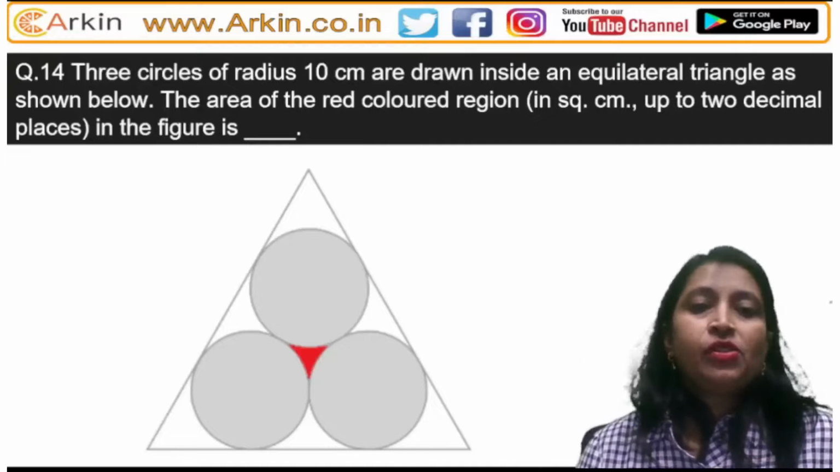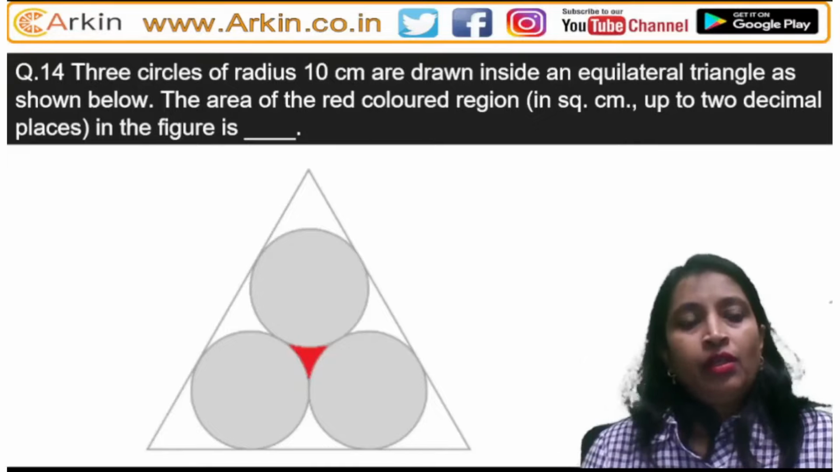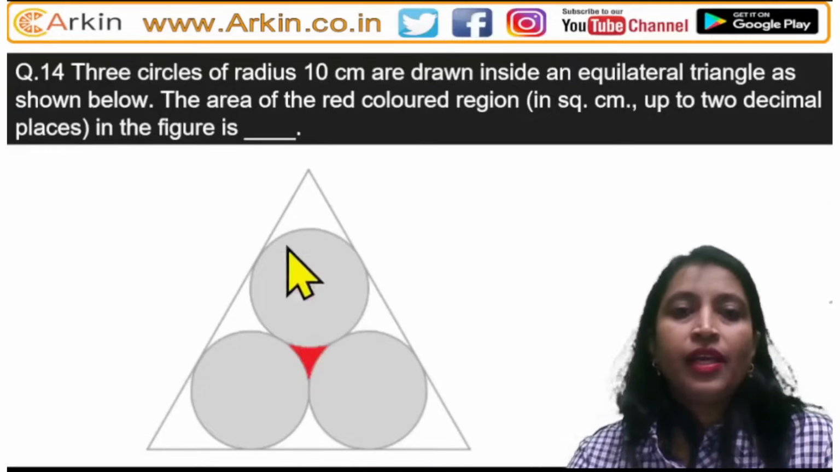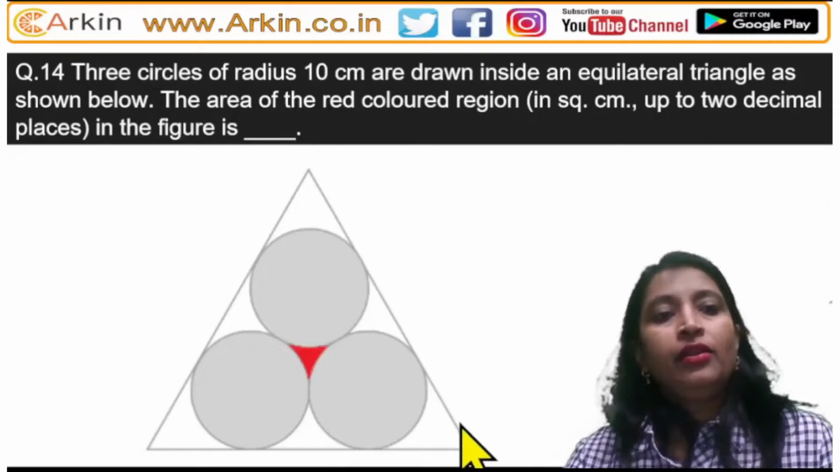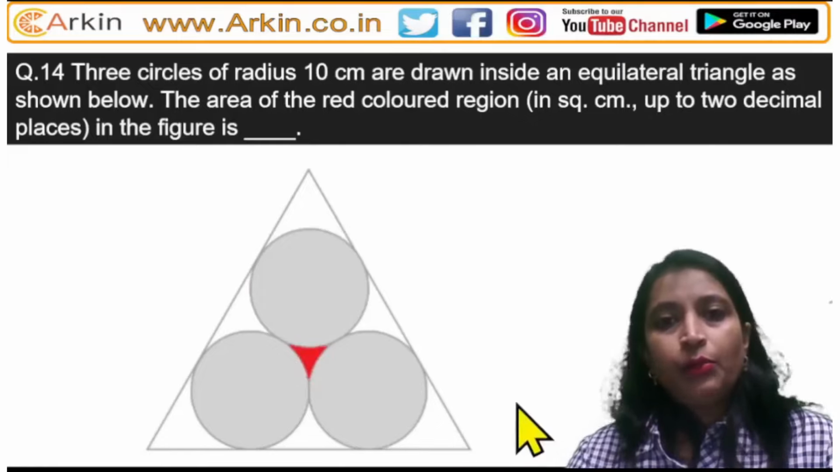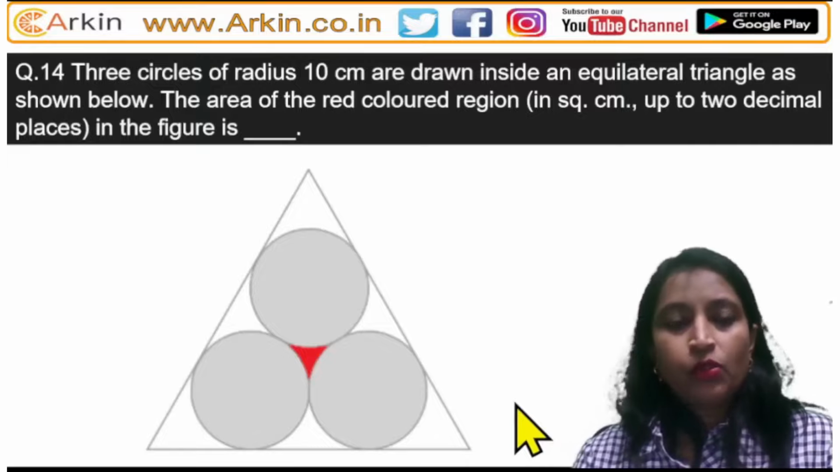Hi everyone. So let's solve this question number 14. In this, three circles of radius 10 centimeter were drawn. These are the three circles inside an equilateral triangle. And we had to find out the area of this red color region, in square centimeter up to two decimal places. So let's do this.